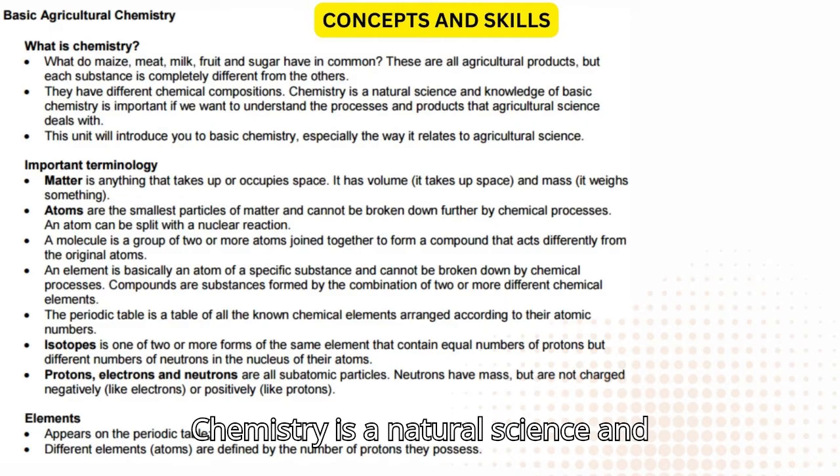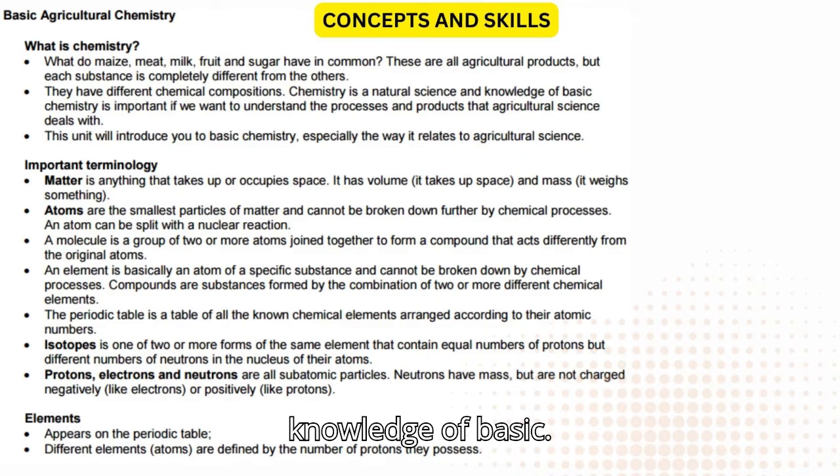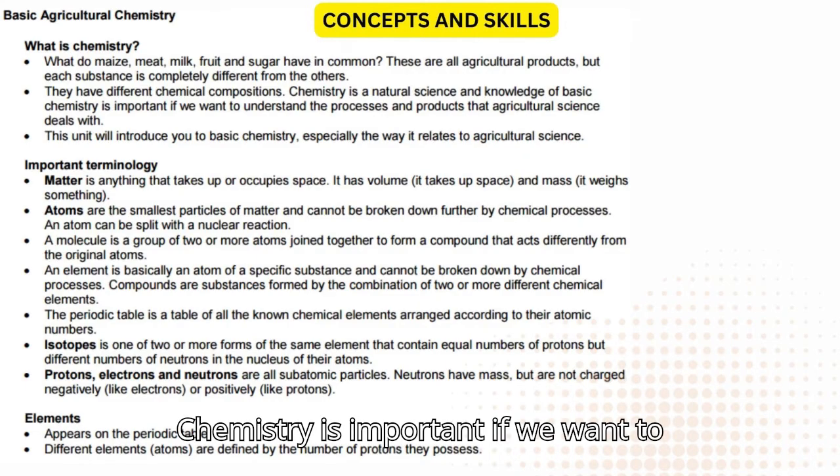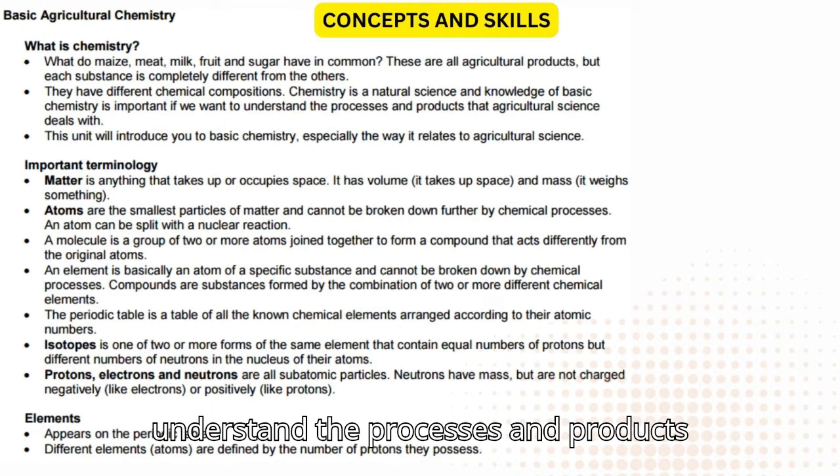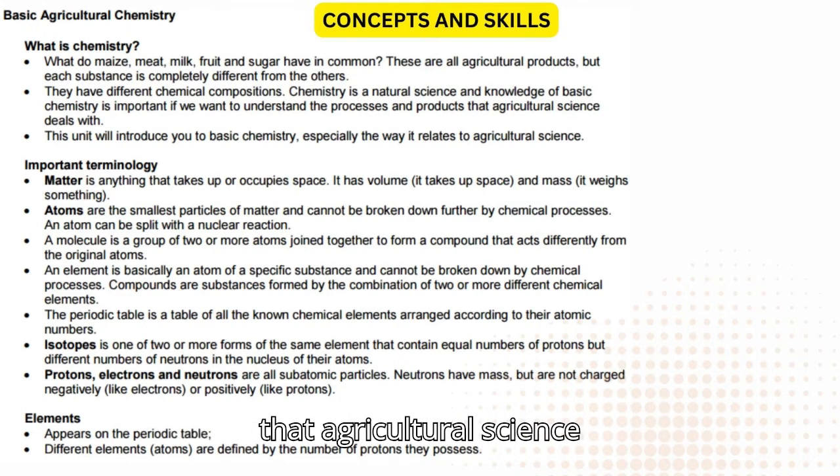Chemistry is a natural science, and knowledge of basic chemistry is important if we want to understand the processes and products that agricultural science deals with. This unit will introduce you to basic chemistry, especially the way it relates to agricultural science.